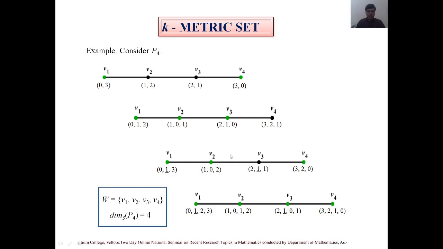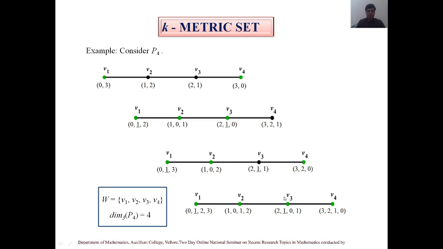Now let me check other possibility. The other possibility, instead of taking V3 in the set W, I am accommodating V4 in the set W. Now I could see that V3 and V1, the second coordinate is same. Therefore again I cannot find three metric set for P4.